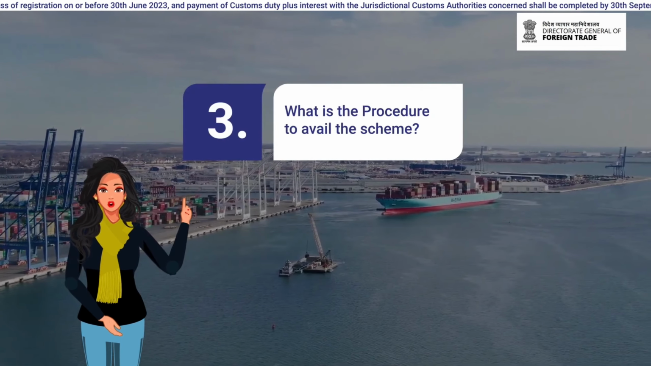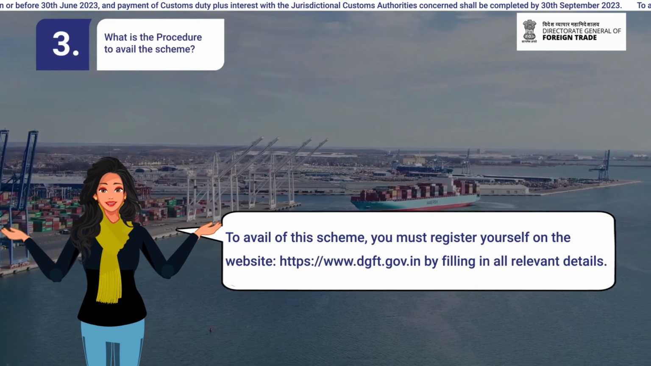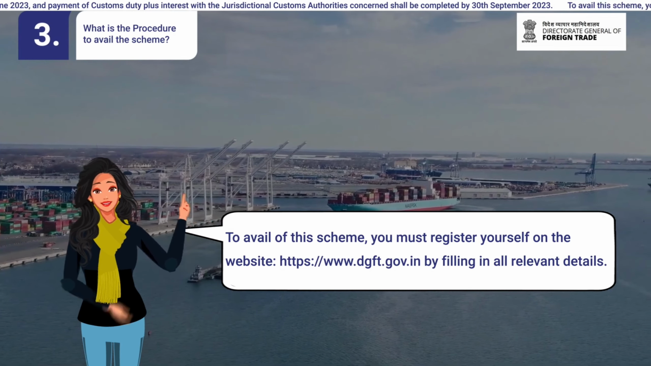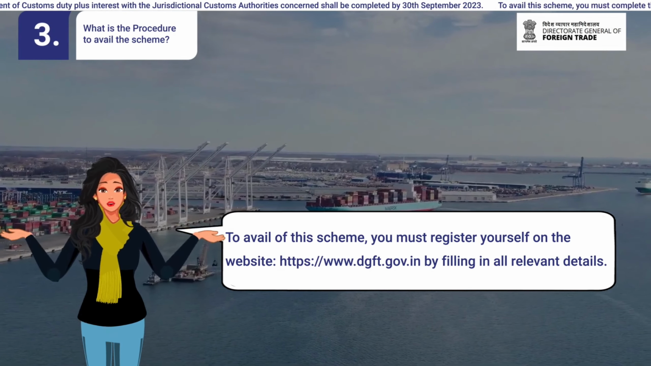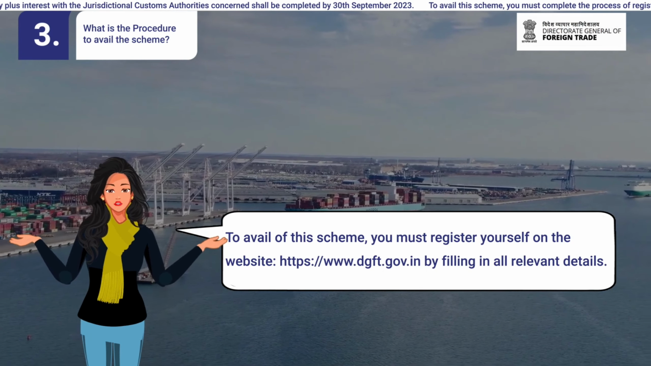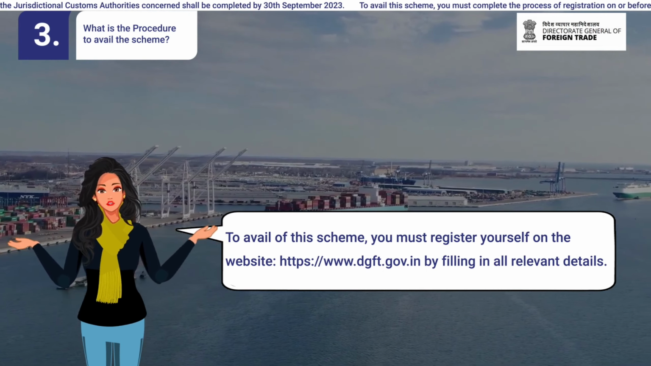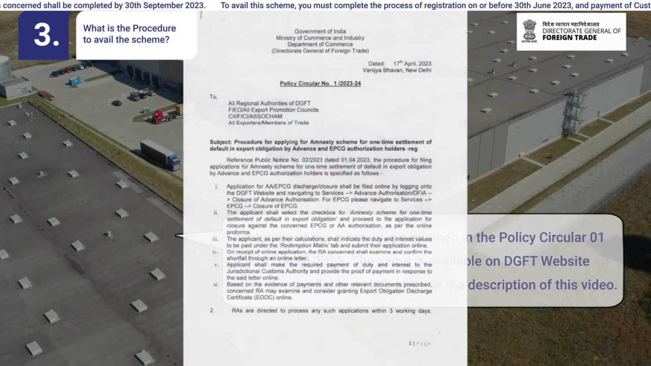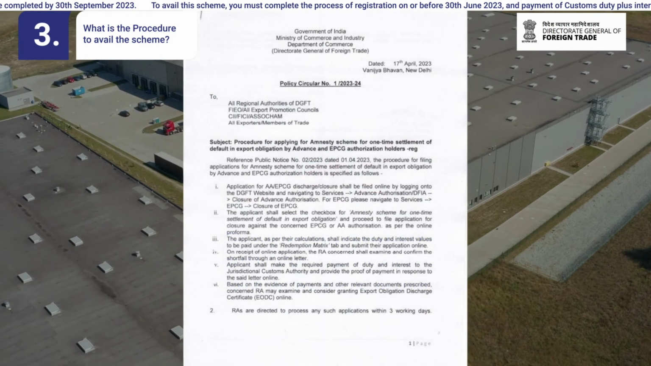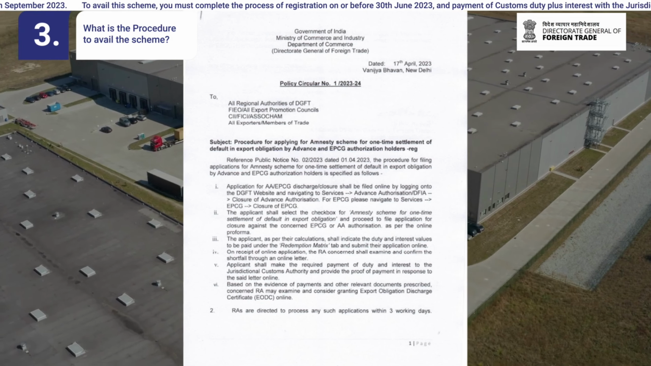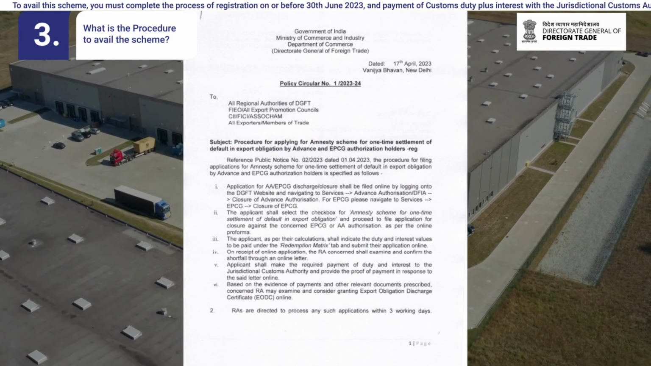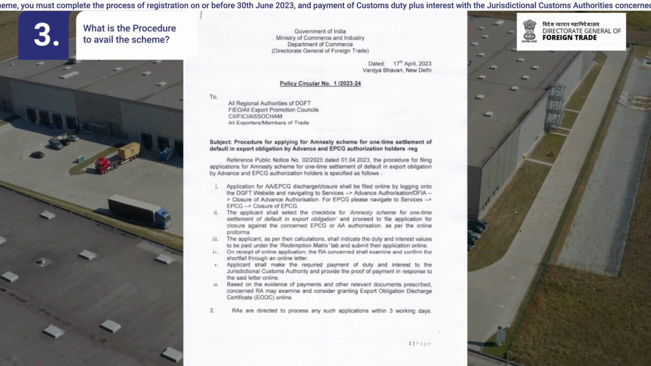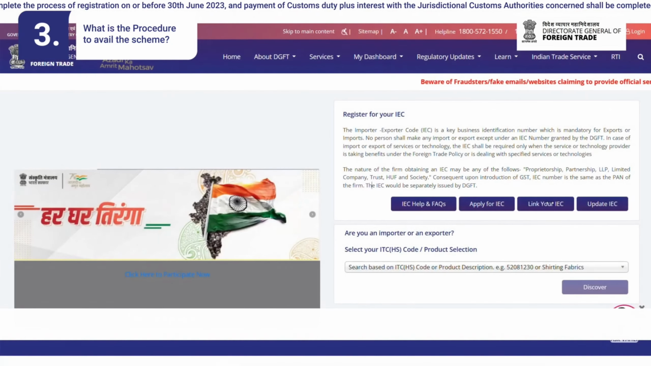What is the procedure to avail the scheme? To avail the scheme, you must register yourself on the website www.dgft.gov.in by filling in all the relevant details. The details of the process are explained in Policy Circular Number 1, dated 17th April 2023. The same is available on the DGFT website and is also available on the link given in the description of this video.